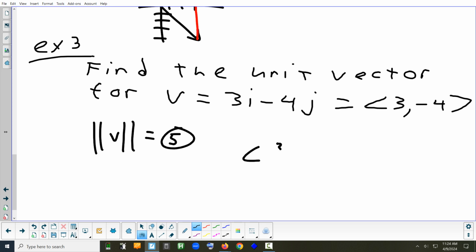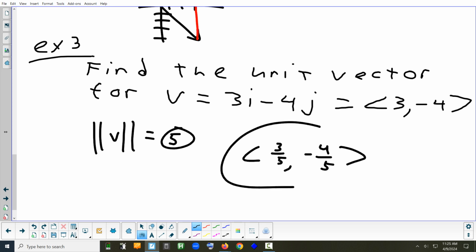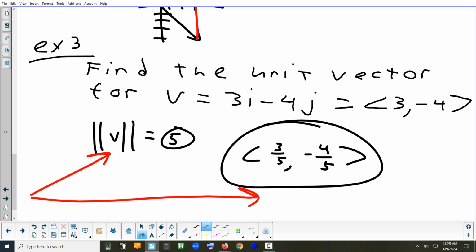So it's going to be 3/5 i minus 4/5 j. There you go. That is your unit vector. So it still points exactly the same direction as the original. It's just shorter to become a unit vector. And the reason why you might want to figure out a unit vector is because if you were trying to find the angle between those two vectors, it doesn't matter how long they are. You could work with shorter vectors and figure out the angle just as easily. It's still the same angle.